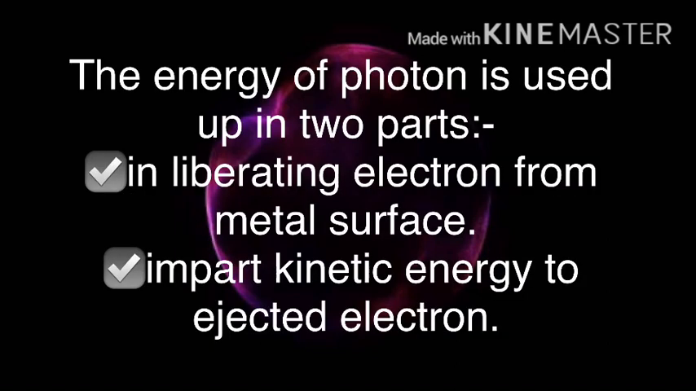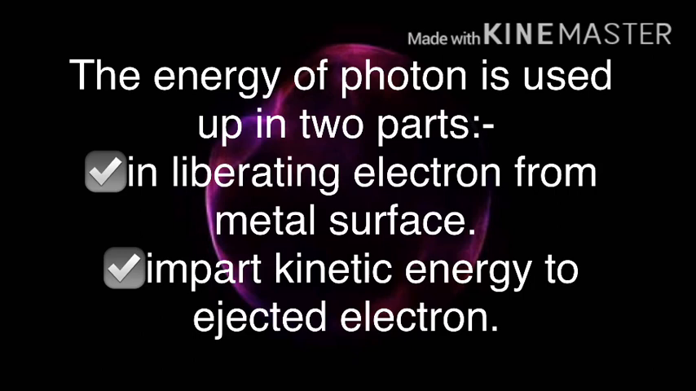Next point, third point, each photon interacts with only one electron. The energy of the incident photon is used up in two parts. A part of the energy of the photon is used in liberating the electron from the metal surface, which is equal to the work function of the metal. Second, the remaining energy of the photon is used in imparting kinetic energy to the ejected electron.